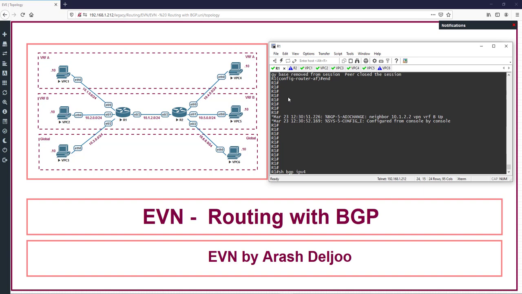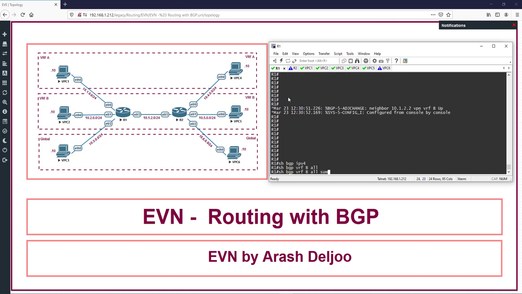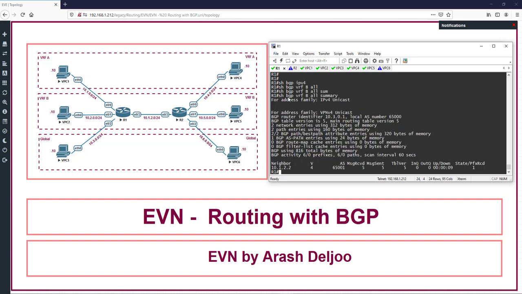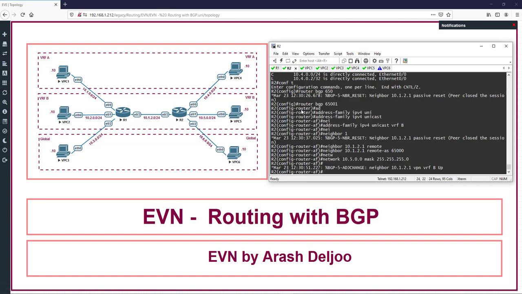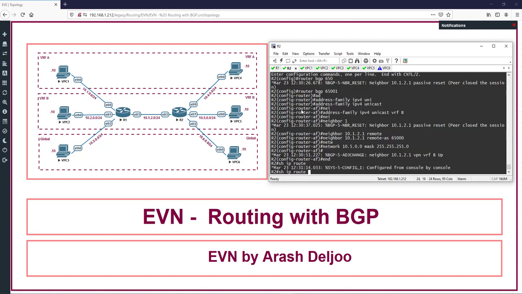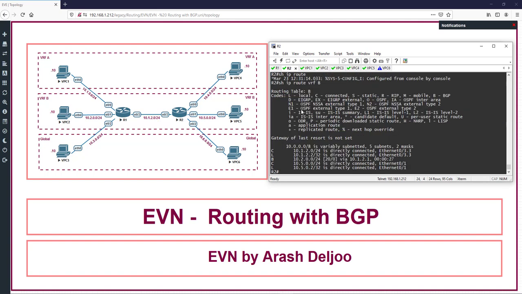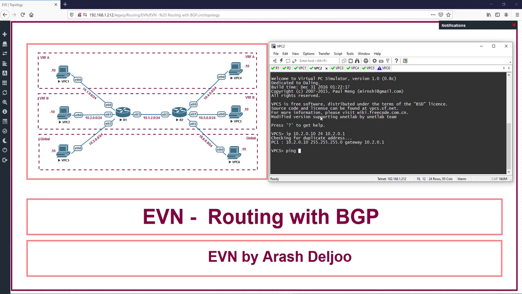Show BGP for VRF, all summary. Yes, we have neighborship with router 2, and then show IP route VRF. Look at here. We receive 10.5.0.0 from router 2. And in router 2, show IP route VRF. Again, we receive 10.2.0.0 from router 1. Now, if you want, you can check the connectivity between VPC2 and VPC5. Ping 10.5.0.10. Everything is okay.